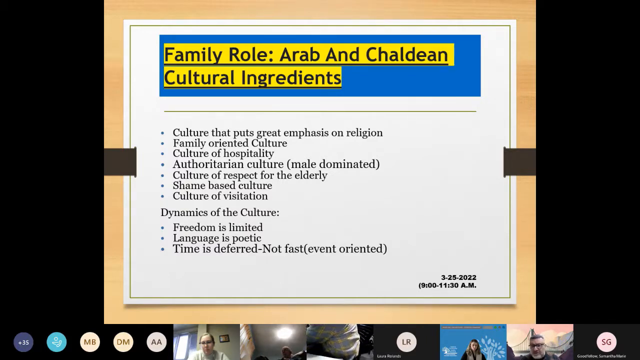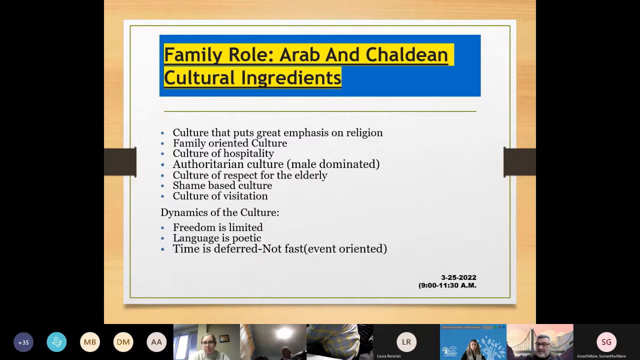And it's a culture of visitation. We have a room in tip-top shape in the house. That room is ready to receive guests in an unplanned manner, without even having them call before they come in to visit. There are also dynamics of the culture.